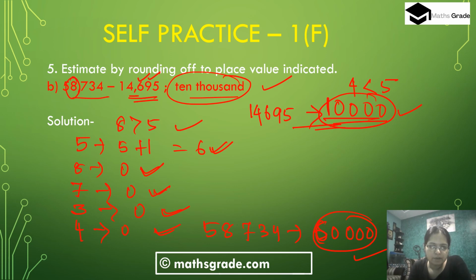Now we have to subtract. 58,734 rounded to the nearest 10,000 is 60,000, minus 14,695 rounded to the nearest 10,000, which is 10,000. Now 60,000 minus 10,000 is 50,000, and 50,000 is our answer. So estimating 58,734 minus 14,695 to the nearest 10,000 is 50,000. 50,000 is our answer.